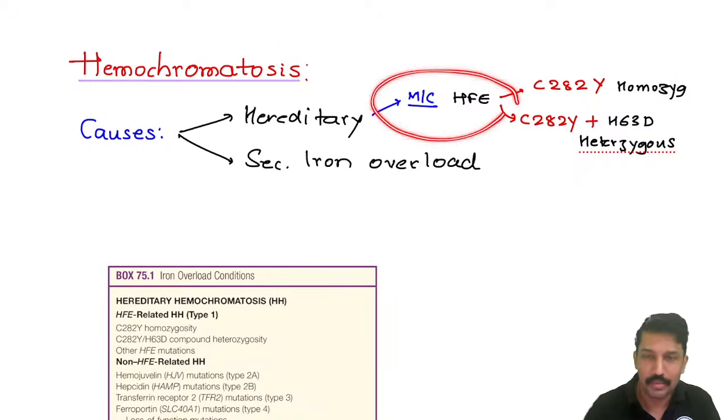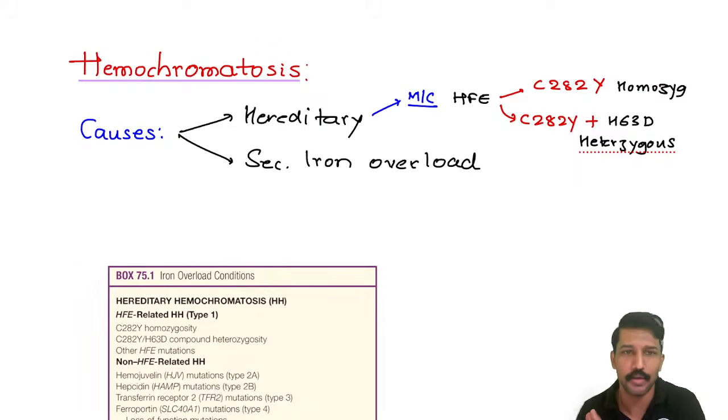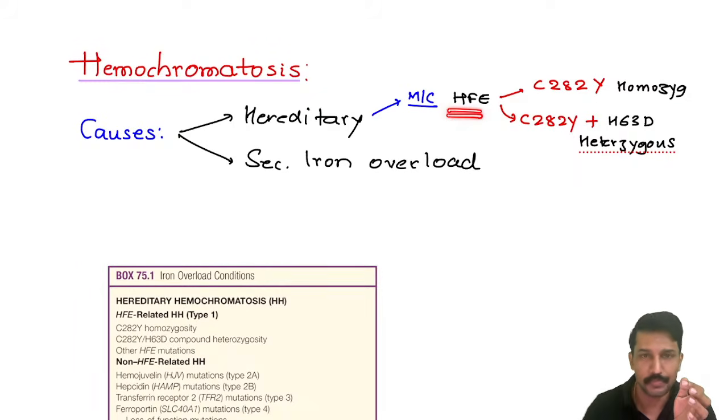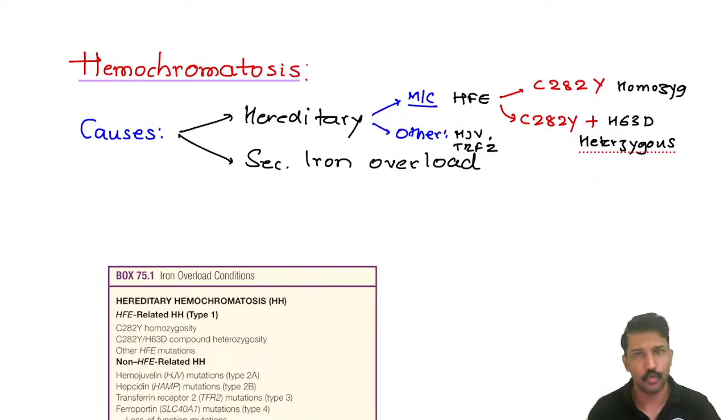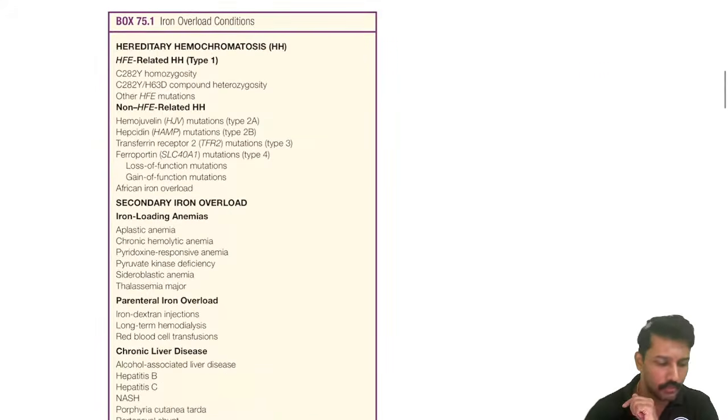So you can say that hereditary hemochromatosis can be further divided into HFE gene related and non-HFE gene related. The other mutations are non-HFE, and these include mutations in hemojuvelin, HJV, and transferrin receptor 2. Secondary iron overload can be iatrogenic or disease related. Now let me give you a table where all the causes, not just common but even the rare causes of hemochromatosis or iron overload, are mentioned.